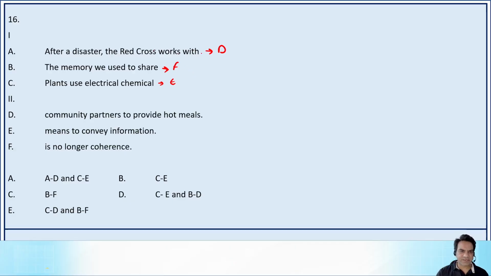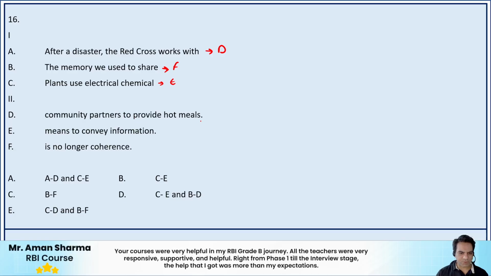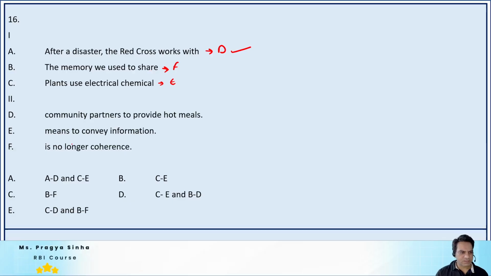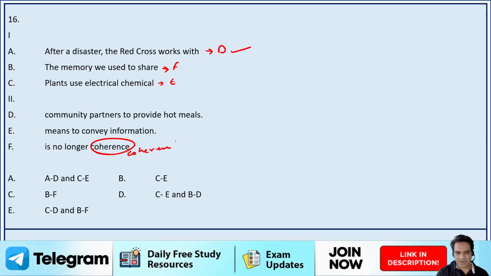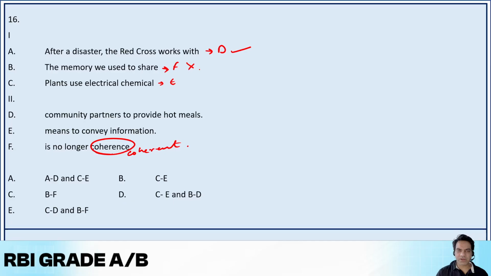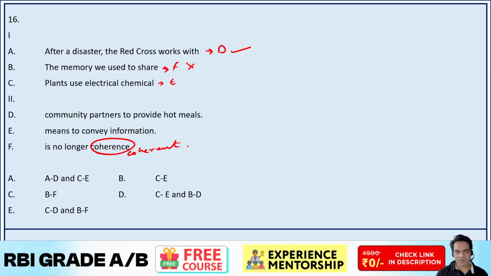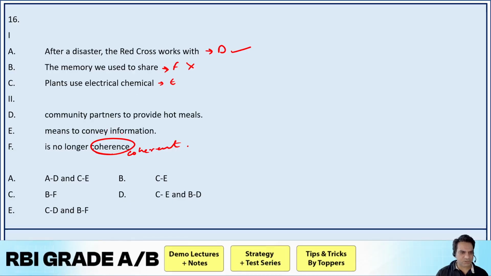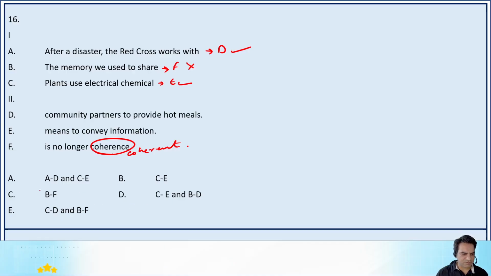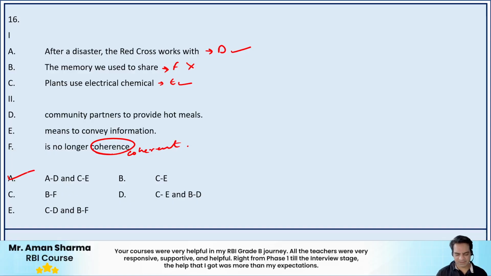After a disaster, the Red Cross works with community partners to provide hot meals. This is correct. The memory we used to share is no longer coherence. No, guys, this is incorrect. It should be coherent. Coherence is a noun, it should be coherent, adjective. So this is incorrect. The memory we used to share is no longer coherent. I do not remember what we used to share. And third, plants use electrical chemical means to convey information. Absolutely correct. So A with D, C with E. Yes, option A is your correct answer, guys.